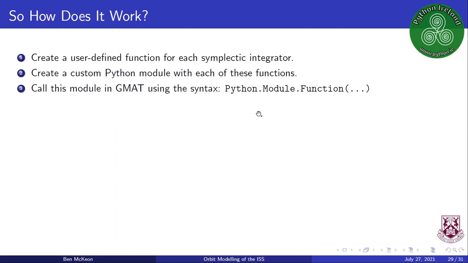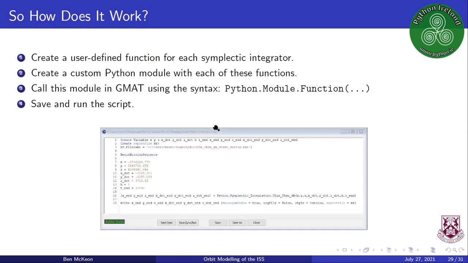GMAT has its own equivalent folder that you save all your modules to, and then you can call it within GMAT's command line interface using Python dot the module name, then the function and whatever arguments are needed for that function. You save and run the script and hey presto. So if I wanted to use the Chin-Chen method that I was talking about a while ago, this is the stuff I would be doing with it.